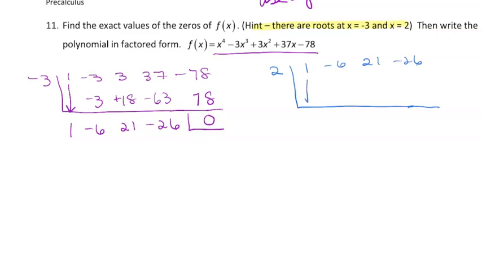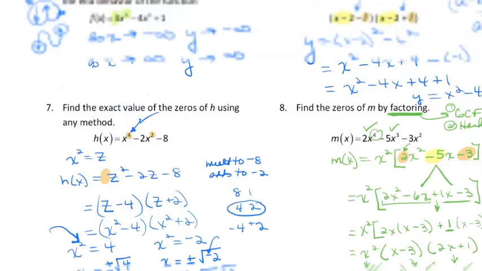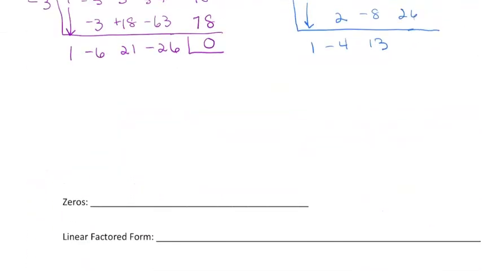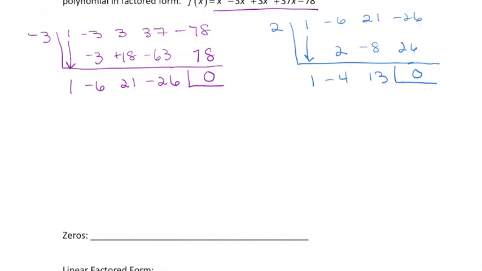Okay? Now let's divide by that root. Bring down the 1. 2 times 1 is 2. That's going to give me a -4. 2 times -4 is going to give me a -8. And 21 and a -8 should give me a +13. And 2 times 13, oops, sorry. 2 times 13 gives me a 26. That's going to be a 0. Okay, so far, let's have a roots column. I have -3 and +2.